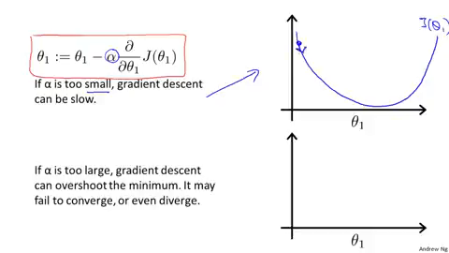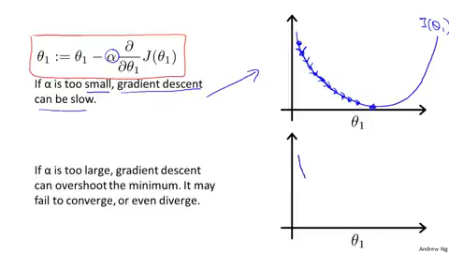Then from this new point, I'm going to take another step, but if alpha is too small, I'm going to take another little baby step. And so if my learning rate is too small, I'm going to end up taking these tiny, tiny baby steps to try to get to the minimum. And I'm going to need a lot of steps to get to the minimum. And so if alpha is too small, gradient descent can be slow because it's going to take these tiny, tiny baby steps, and so it's going to need a lot of steps before it gets anywhere close to the global minimum. Now, how about if alpha is too large?